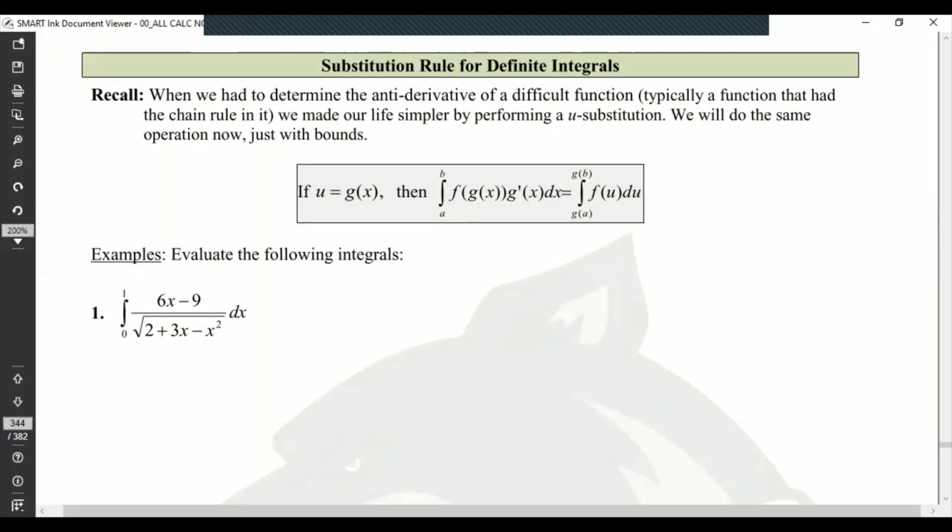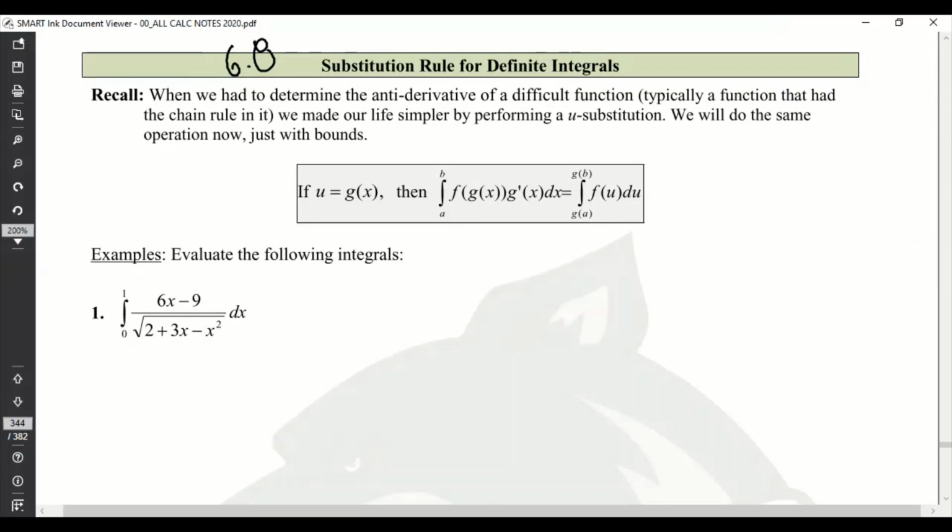All right, so our next section here, we've got the substitution rule for definite integrals. So let's call this 6.8. All right, so this starts off with looking at how we do a substitution.